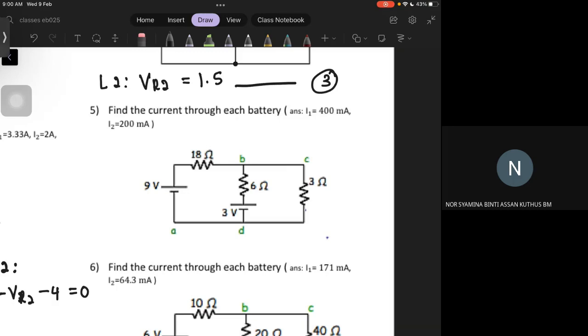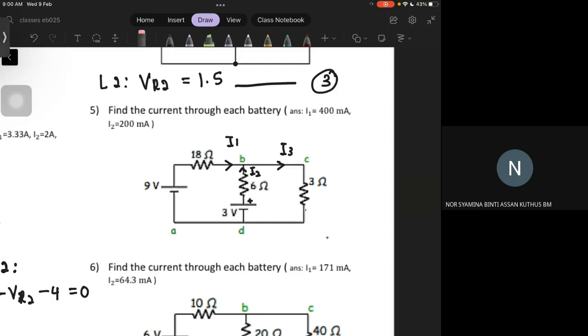Okay, untuk soalan yang kelima, current flow dia tak beri. So kita boleh letakkan current flow kita. Let's say ini adalah current 1. Untuk current yang kedua, nampak tak kita ada 3 volt dekat sini. So current is flowing from positive voltage kan. Positive voltage dekat sini, so current 2 is this way. Current 3 is this way.